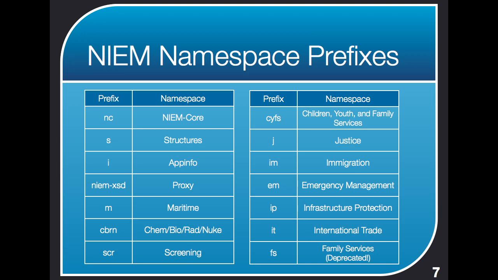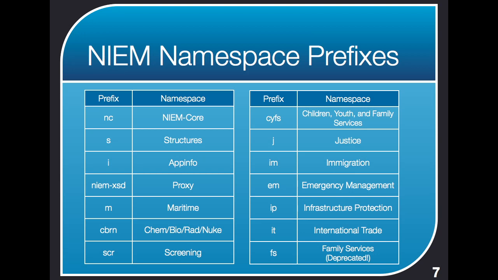Structures has a prefix of S, App Info has a prefix of I. The proxy namespace, it is NIEM-XSD, and that kind of signifies that what the proxy does is apply some NIEM stuff to some of the XSD or XML schema data types. Maritime is M. Chem, Bio, Radiation, Nuclear is CBRN. Screening is SCR. Children, Youth, and Family Services, which is quite a mouthful, is just CYFS, C-Y-F-S. Again, that's CYFS, not CFS or anything else. We've decided CYFS is the pronunciation.